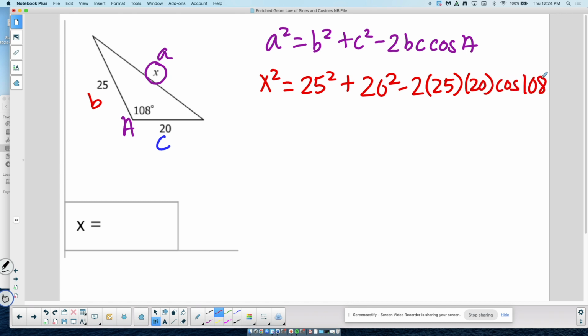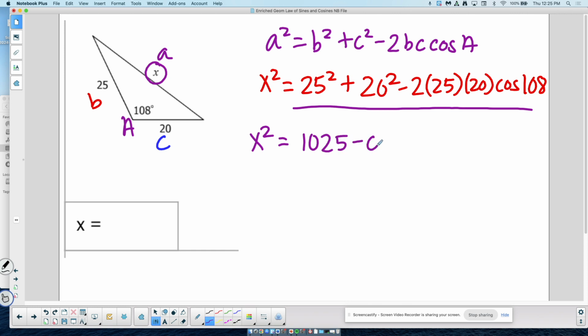All right, again, we're going to take it in steps. If you are really good at typing in your calculator, you could type that all in and get lucky and get the right answer. But we're new to this, I think we should take it in steps. So 25 squared plus 20 squared is 1025, minus the cosine, oops, my fault. See, even I make mistakes. 2 times 25 times 20 is 1,000.